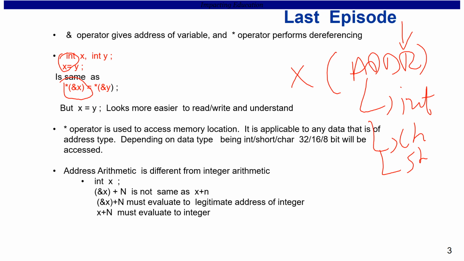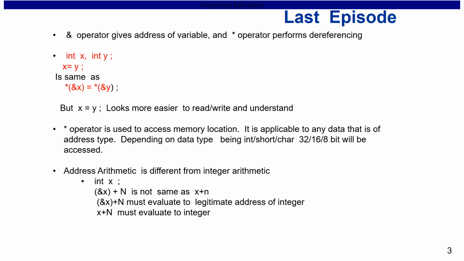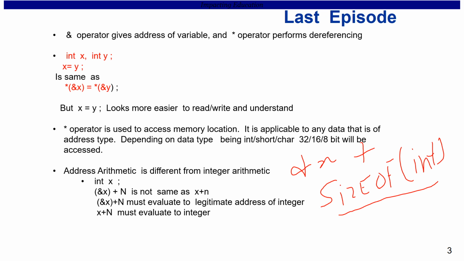We saw that pointer arithmetic is different from normal address arithmetic. And of x plus n is not the same as x plus n. And of x plus n must evaluate to a legitimate address of an integer. So in fact, we saw and of x plus n is nothing but and of x plus n times size of int, if x is of type integer.